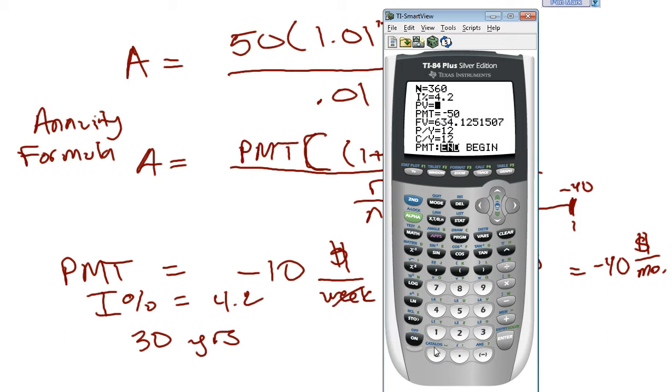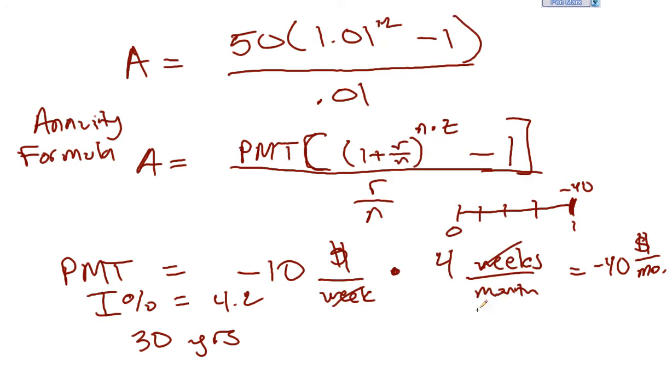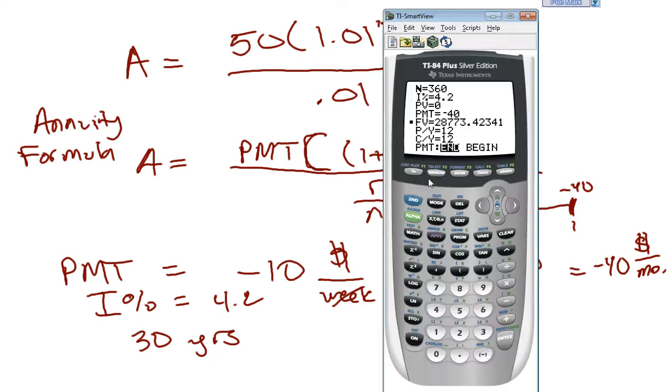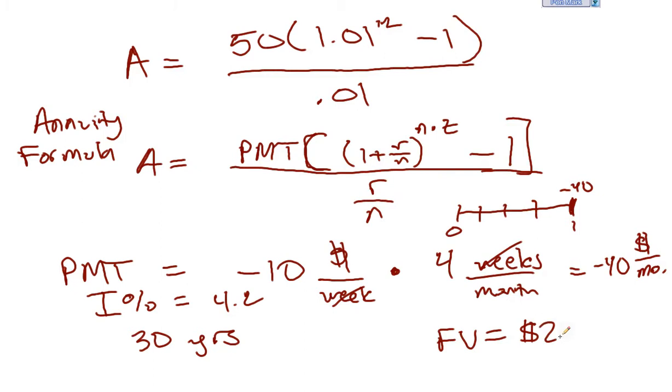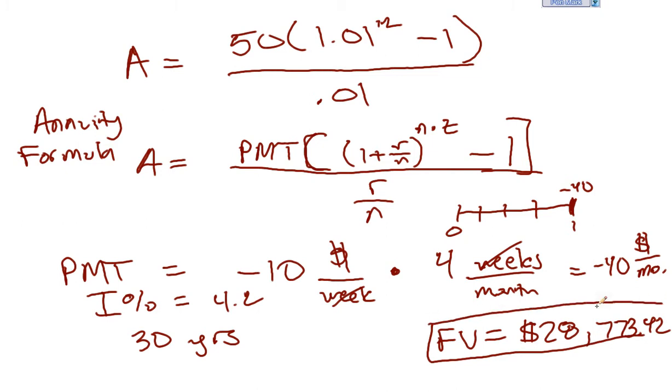My present value is nothing because there's no implication that something would be put in at the beginning like a lump sum, but there's a $40 monthly outflow on our part, compounded monthly down here, so now I can compute the future value. And this tells me that my future value would be $28,773.42. That's assuming that constant rate of growth.